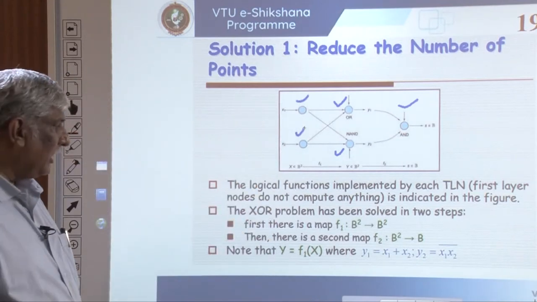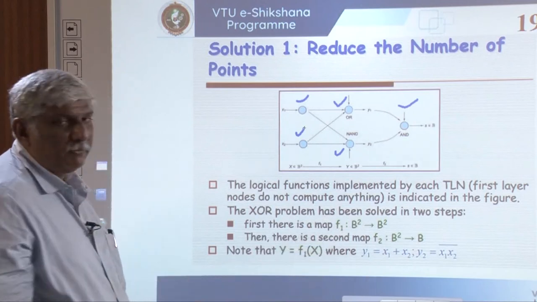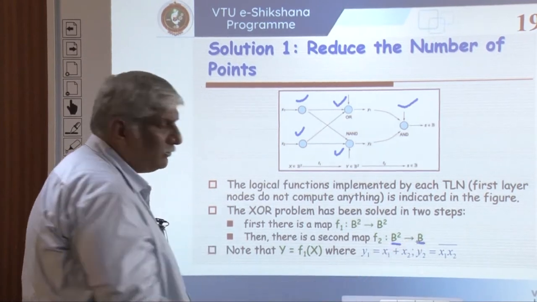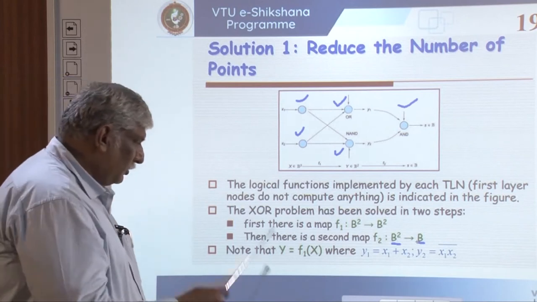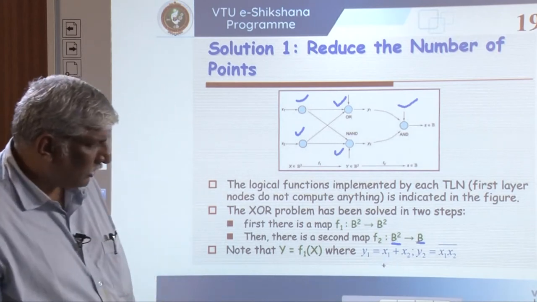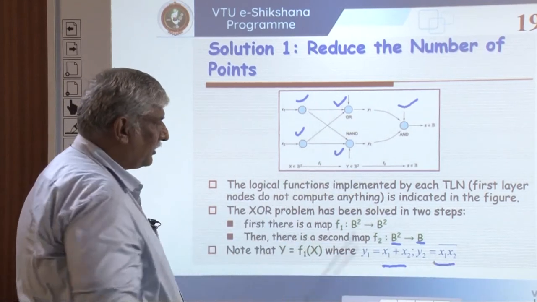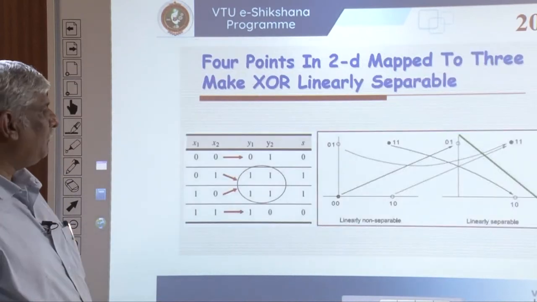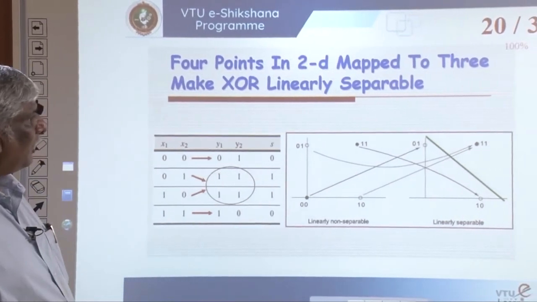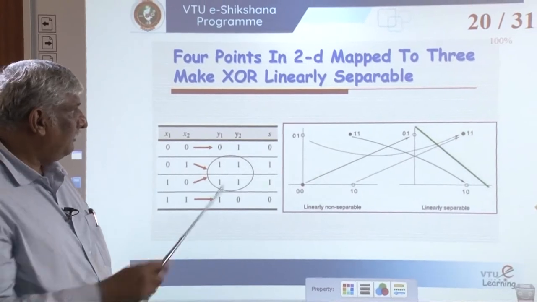And it is indicated in the figure, and the XOR problem can be solved in two steps. First, there is a mapping function, and there is one more mapping available, which is going to map these 2 points into a single point, so I will be reducing the number of points. Note that y is a function of x, y1 equals x1 plus x2 and y2 equals x1 into x2. Of course, y1 is going to be the OR function here, and y2 is the AND function here. Now my x1 is there, x2 is there, y1 is there, y2 is there. Now what we are going to do is map the 4 points in 2D so as to make the XOR linearly separable.